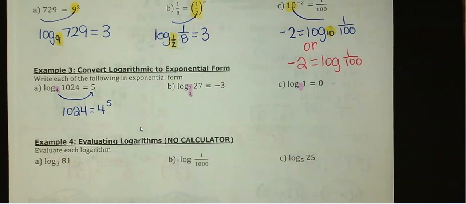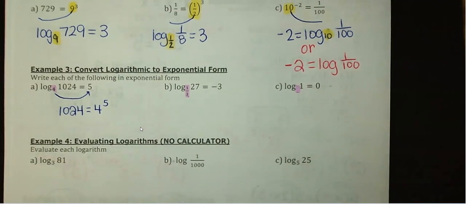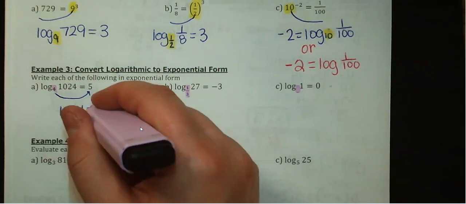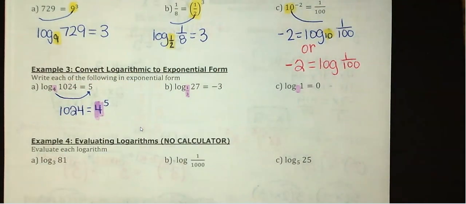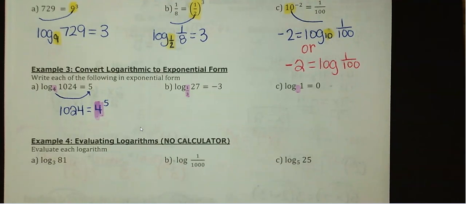You could do that real quick. Do 4 to the 5th power. It should be 1024. So these are true statements. We're not solving anything. We're just showing the conversion between the two different formats. And so here, my base of my log is now the base of my exponent. So a little subscript turns into the base of your exponent.